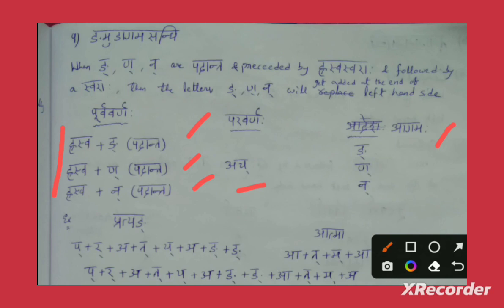What is that new additional letter? The letter which was at the Padanta. The same letter will get added additionally. If it is Nakara, the same Nakara will get added additionally at the left hand side, and all the letters remain as they are at both sides. This is about Namudagama Sandhi.